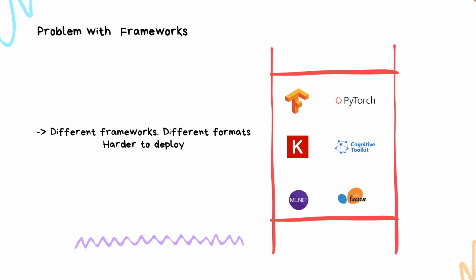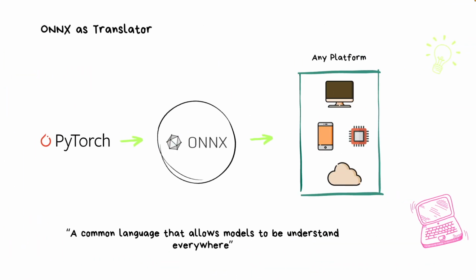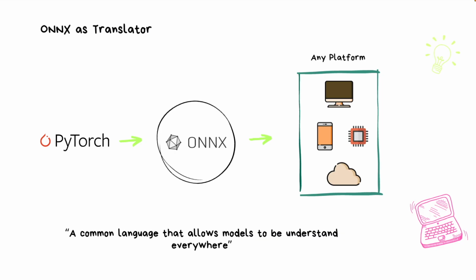A simple way to think about ONNX is as a translator. Instead of every framework needing to understand every other framework, they can all communicate through a common language. ONNX acts as that language, making models easier to share and deploy.